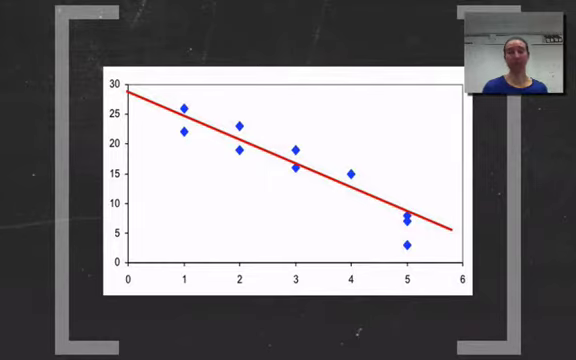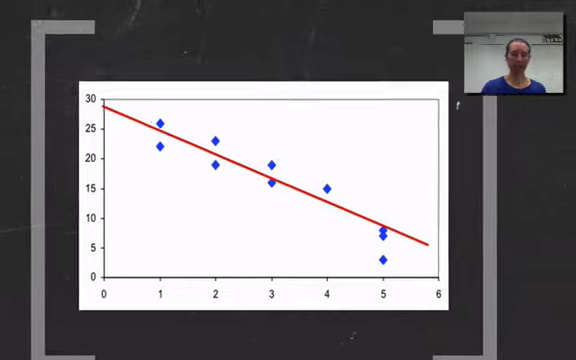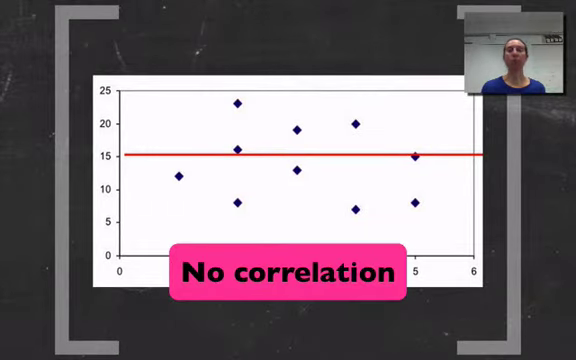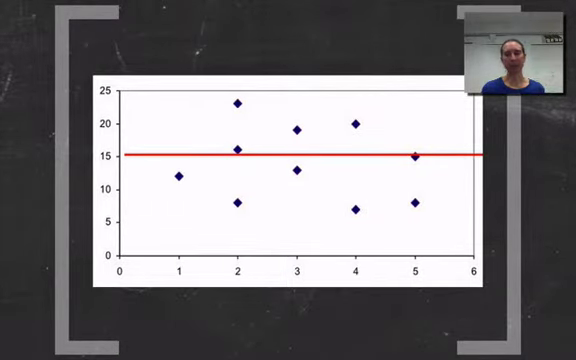Spending more time with family and friends, loneliness levels will go down. So we see an inverse relationship there. This final graph shows no relationship between the variables. There's no real positive or negative relationship there. Knowing something about the first variable tells me nothing about the second one.